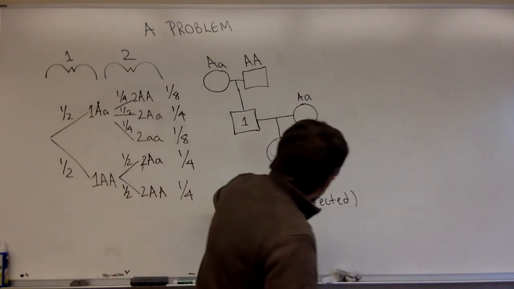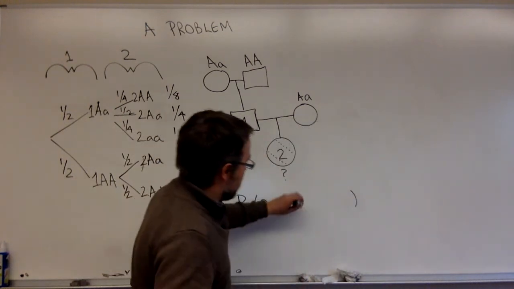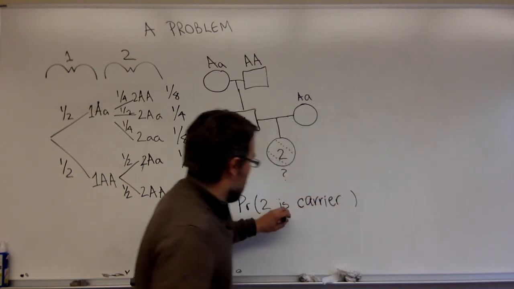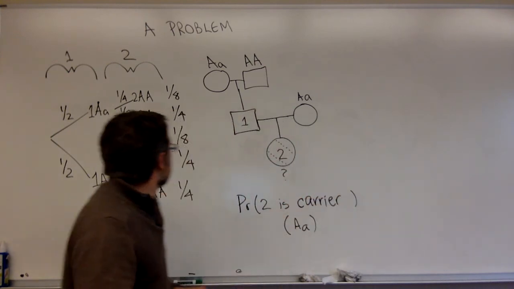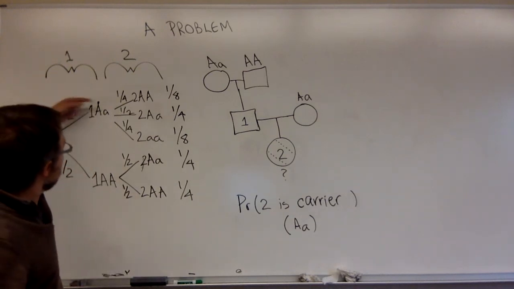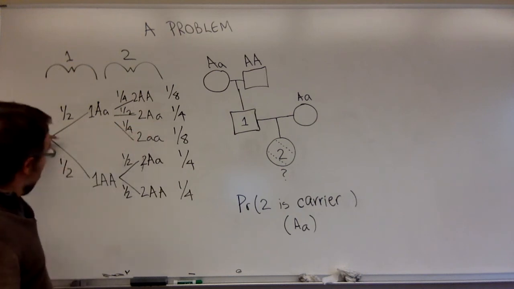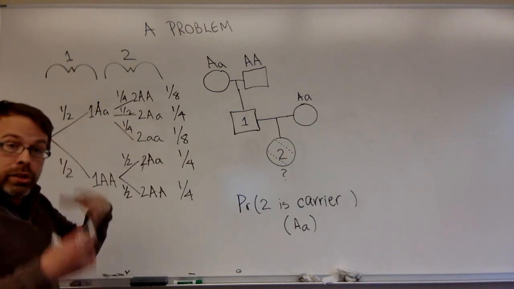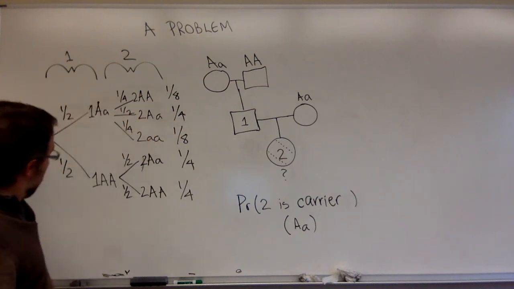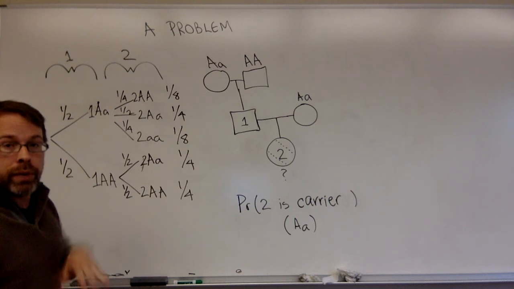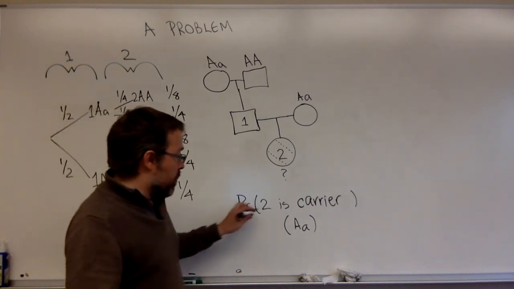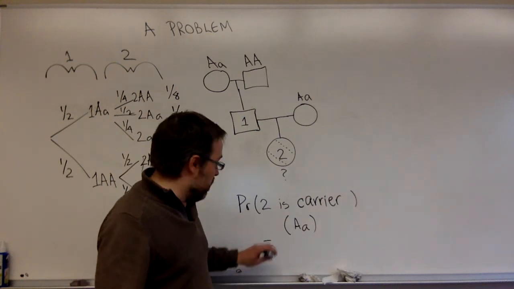We could ask a slightly more complicated question. What if we asked, what's the chance that 2 is a carrier? That 2 is big A little a. And so for that, we see that we have multiple paths, right? We have this path where 2 is big A little a, and we have this path. And so to get the total probability, we would add this path, which is 1/4, and this path, which is 1/4, and 1/4 plus 1/4 is 1/2. And so the probability that 2 is a carrier would be equal to 1/2.